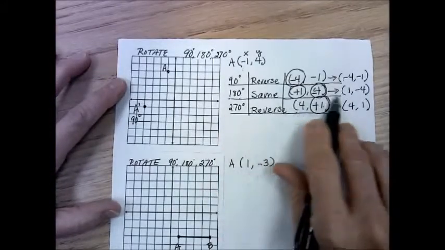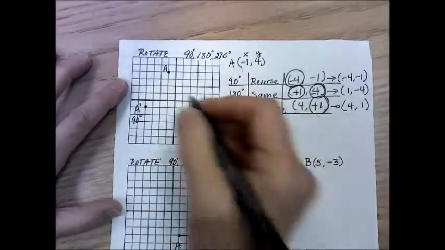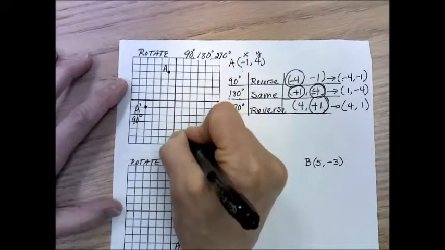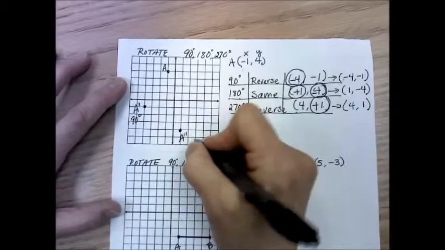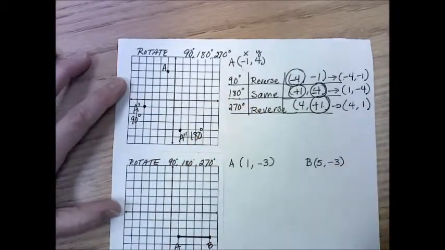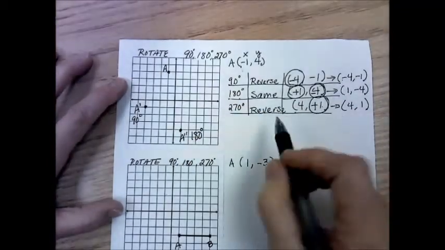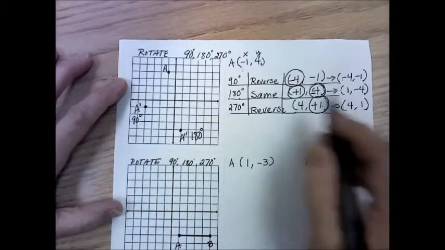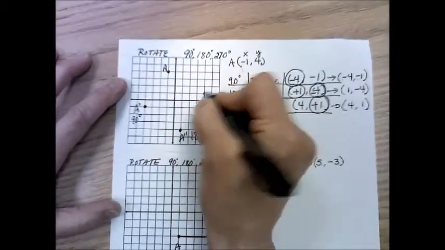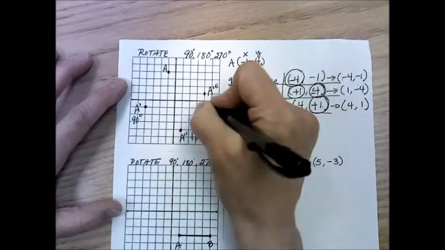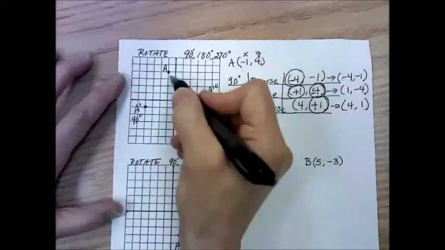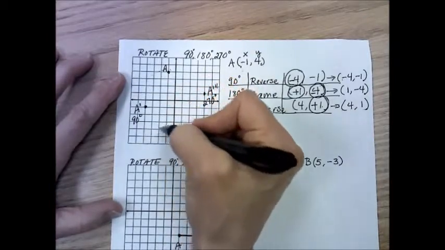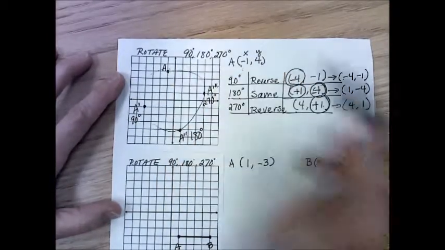All right, our 180, our new ordered pair was 1, -4. So that would be here. I'm going to call that double prime, or A2. And that's your 180-degree rotation. And for our 270, the new ordered pair was 4 and 1. All right. And this was your 270-degree rotation. So as you see, we rotated around the origin.